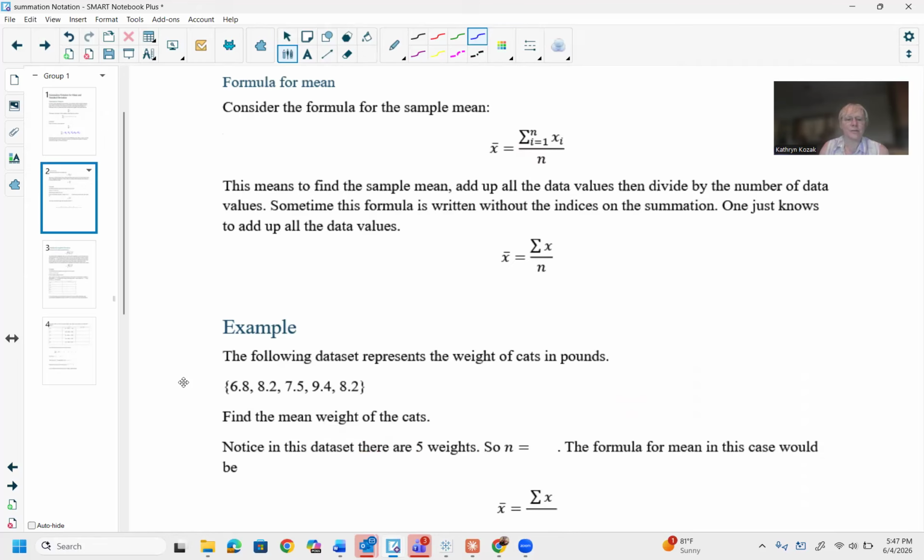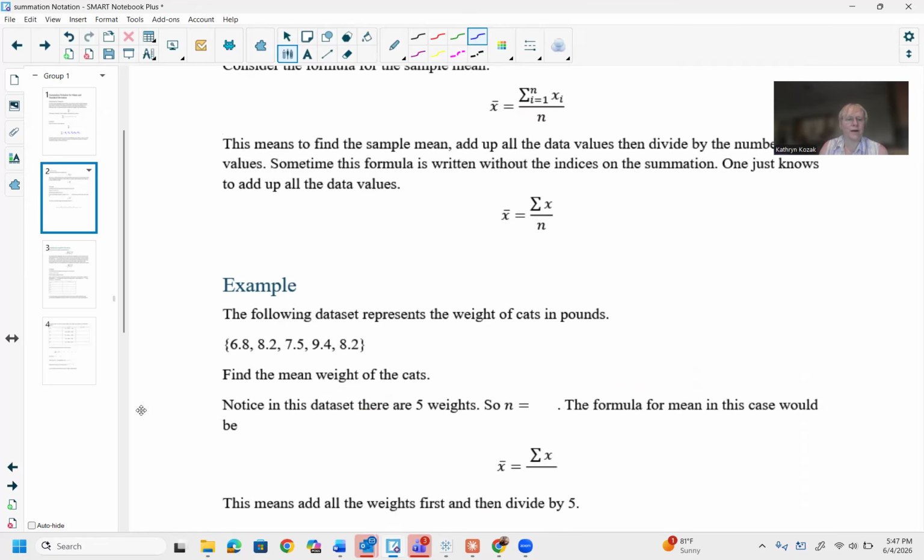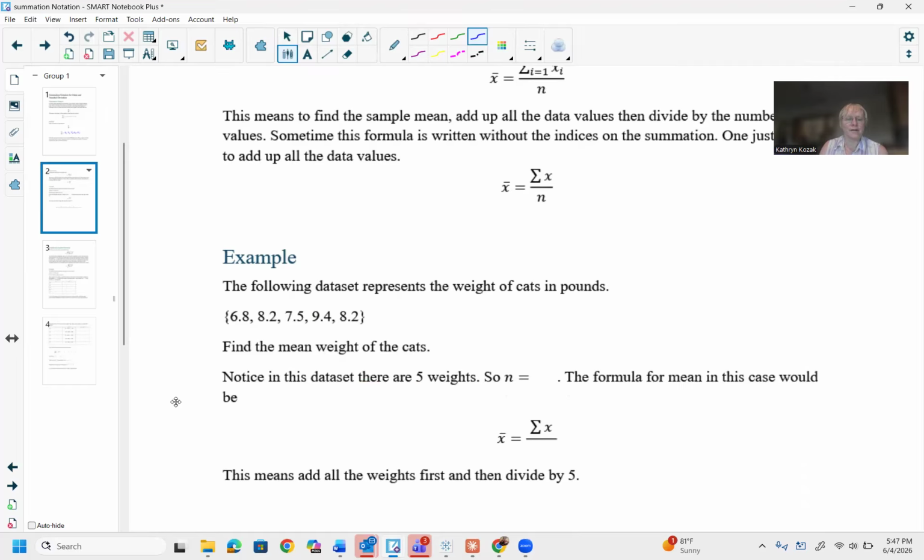Example: the following data set represents the weights of cats in pounds. Find the mean. So we have the set 6.8, 8.2, 7.5, 9.4, and 8.2. Find the mean weight of the cats. Notice in this data set there are 5 weights, so n equals 5. The formula for the mean in this case would be x bar equals the summation of the x's over 5. This means add up all the weights first and then divide by 5.